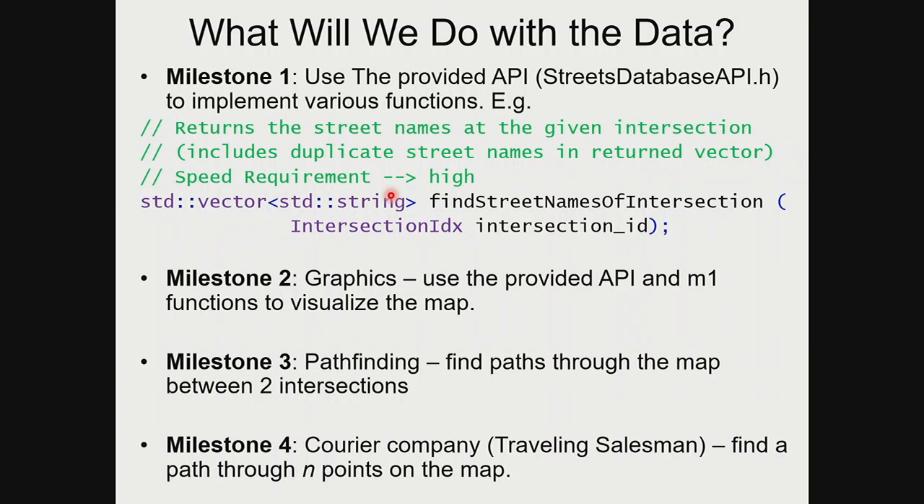For example, in milestone 2, you're going to build on top of your API in order to visualize the maps that you're working with. In milestone 3, you'll write some algorithms to find routes between 2 points or 2 intersections, for example, and then visualize that as well. And milestone 4 is a more open-ended problem that we're going to talk about at the end of the semester, but it also builds on top of your libstreetmap API.